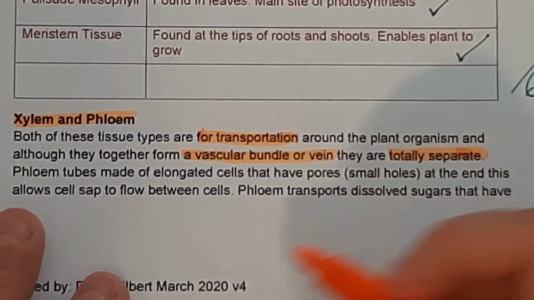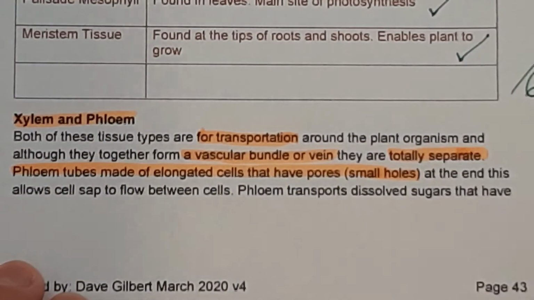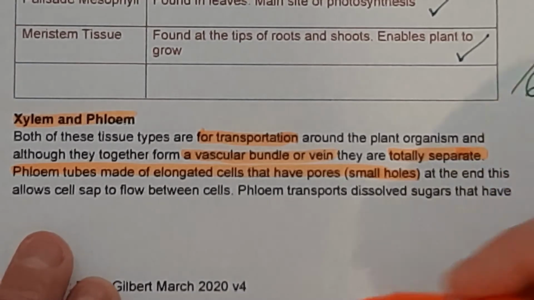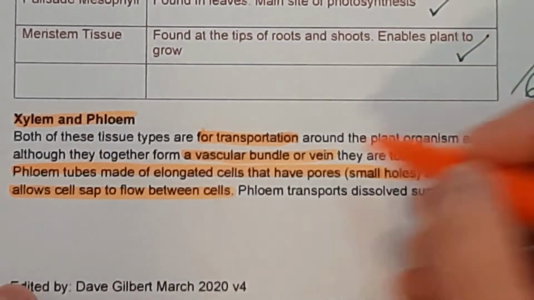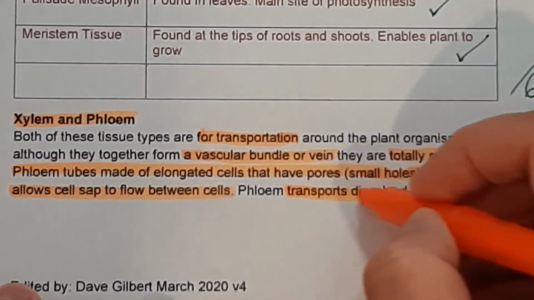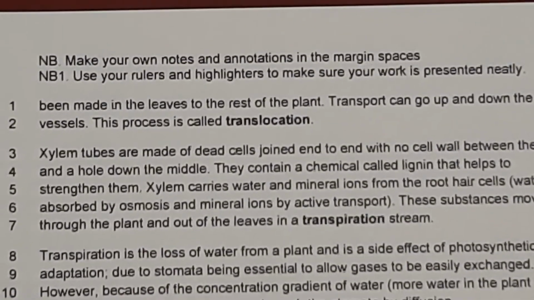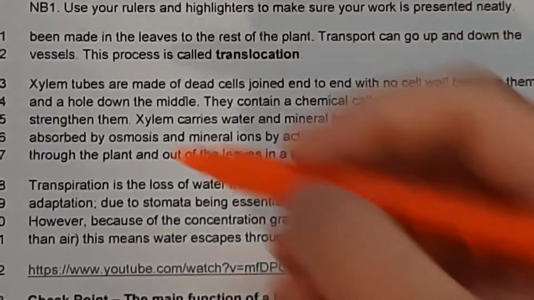The phloem tubes are made of elongated cells that have pores or small holes at the end, and this allows sap to flow between the cells. The phloem transports dissolved sugars that have been made in the leaves to the rest of the plant.